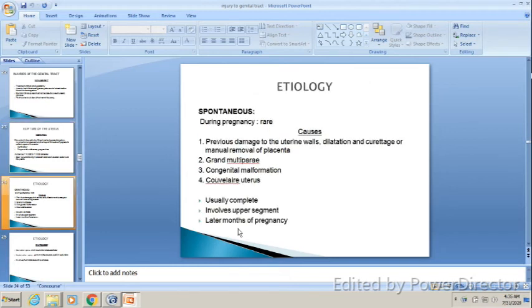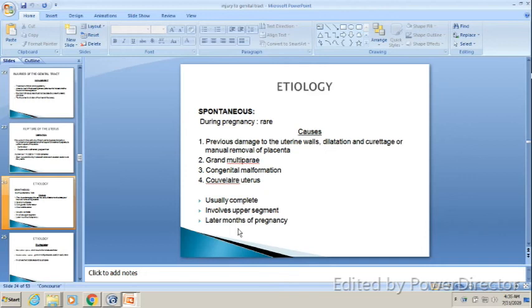What are the risk factors? Spontaneous rupture during pregnancy is very rare, but it can happen in a multigravida in the periphery, where there is unmonitored normal delivery, they are trying for normal delivery without any proper monitoring.